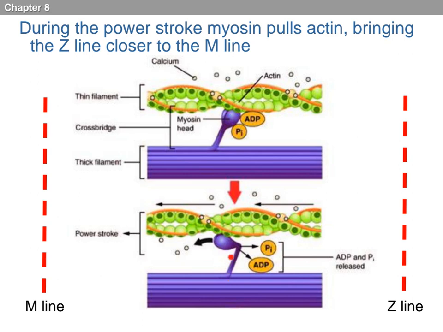Now, of course, this process would have to be repeated many times to get, say, a 40 or 50 or 60% reduction in length. So again, the inorganic phosphate comes off, and the ADP also dissociates. And now we'll go on to the next step.